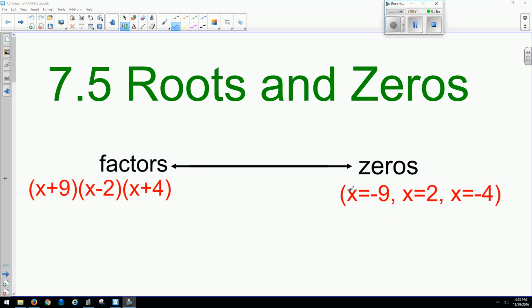And on this side, we have the zeros. And so to go from here to here, we're just going to take each factor and set it equal to 0, and then solve for x. So for example, I would take x plus 9, set it equal to 0, and that's going to give me x equals -9.